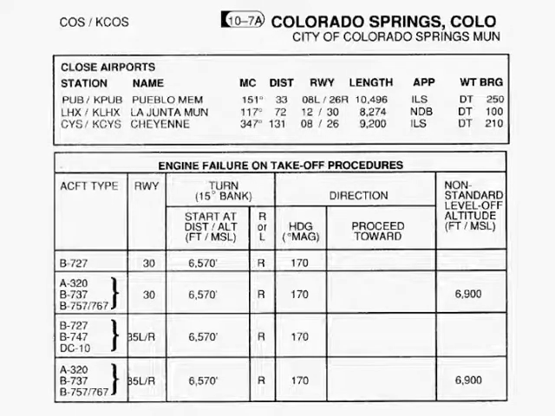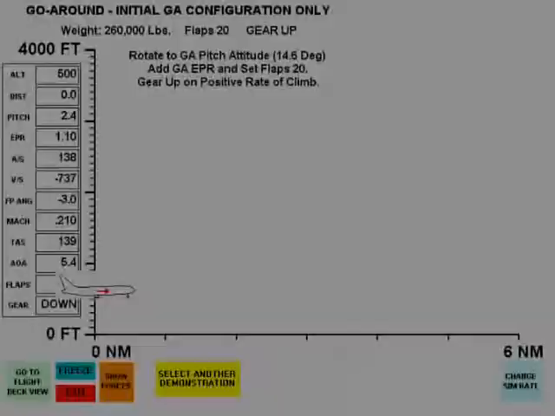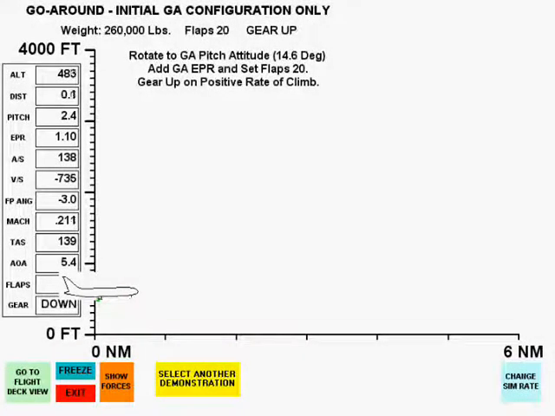Next, we will examine go-around climbs. On final approach at a gross weight of 260,000 pounds, a go-around will be initiated at 200 feet. Go-around pitch, attitude, and power are set, and flaps are immediately retracted to flaps 20. Gear up is initiated when the climb rate is positive. Immediate retraction of flaps from approach to go-around setting is allowable during acceleration with go-around power.